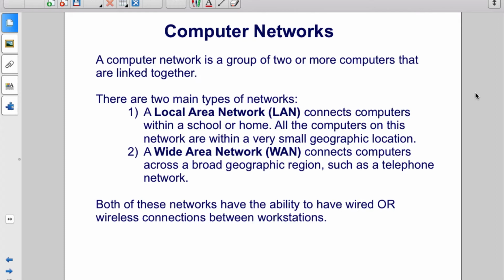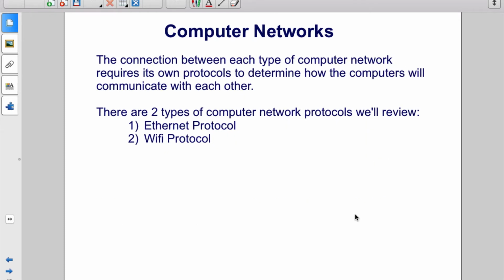A wide area network connects computers across a broad geographic region, such as a telephone network. Both of these networks have the ability to have wired or wireless connections between workstations. The connection between each type of computer network requires its own protocols to determine how the computers will communicate with each other. There are two types of computer network protocols we'll review: Ethernet protocol and Wi-Fi protocol.